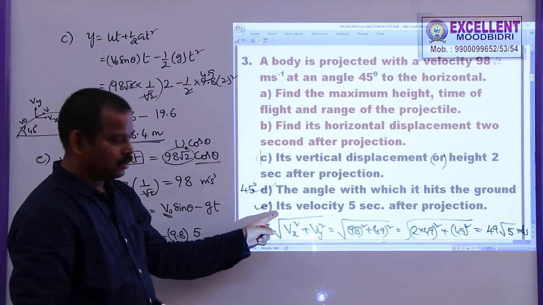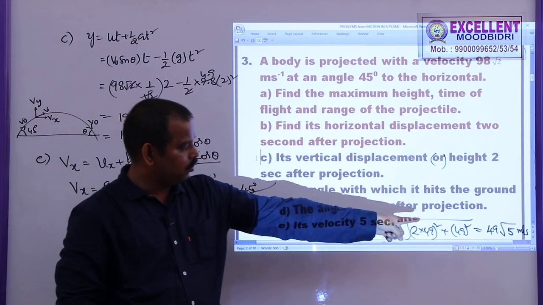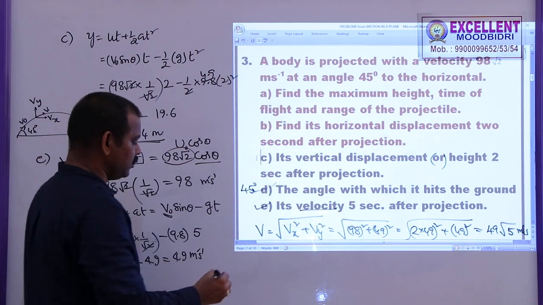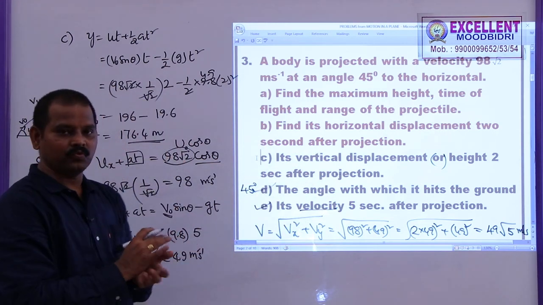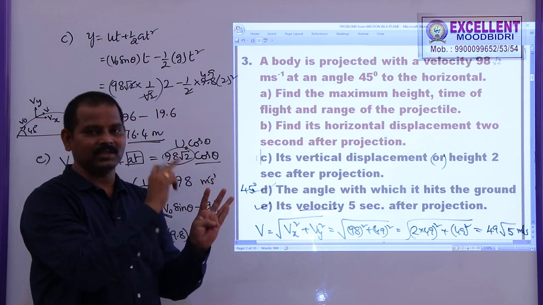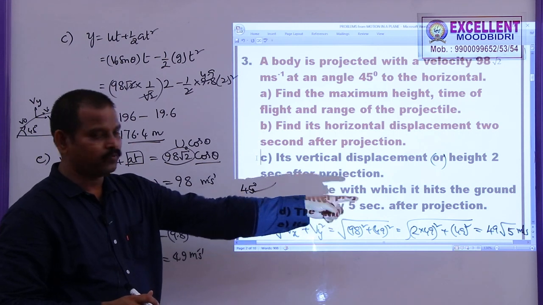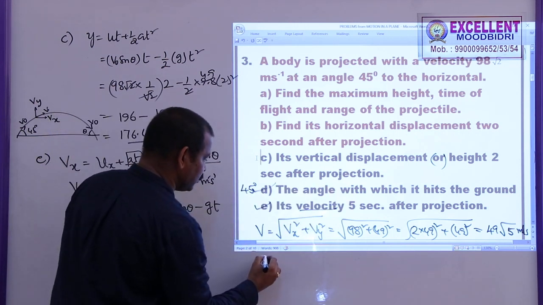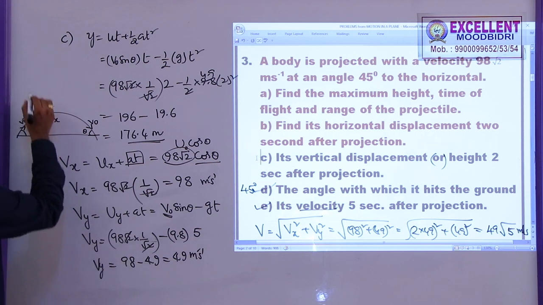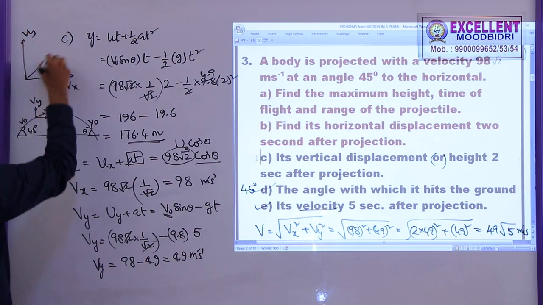Now after finding the velocity, as velocity is a vector, now we found the magnitude. But what is its direction? So whenever they are asking us to find out a vector quantity, we need to find both the magnitude as well as direction. So what is the velocity after 5 seconds? 49 root 5 meter per second. What is its direction? So here in this, let me take this is Vx, this is Vy after 5 seconds, this is V.